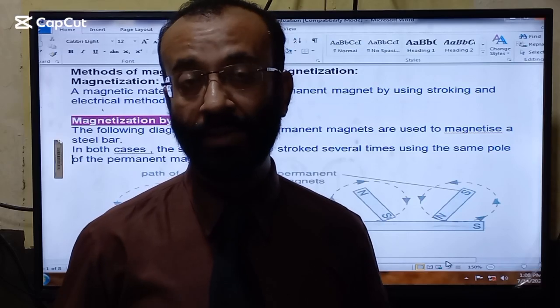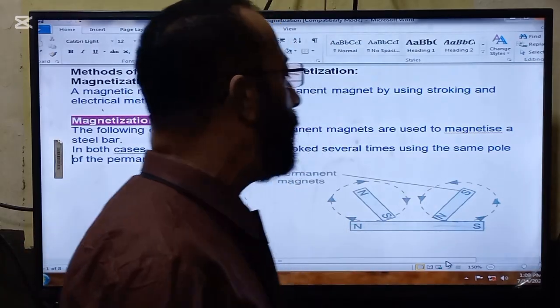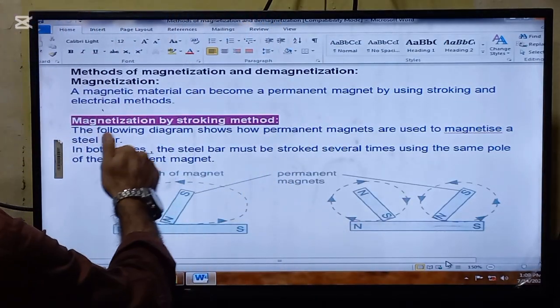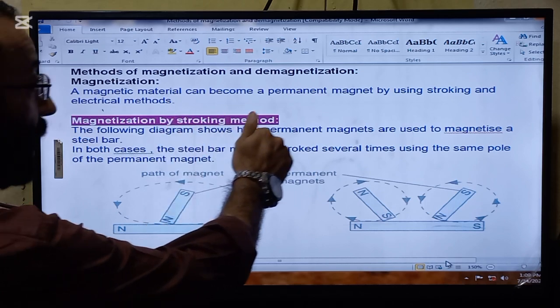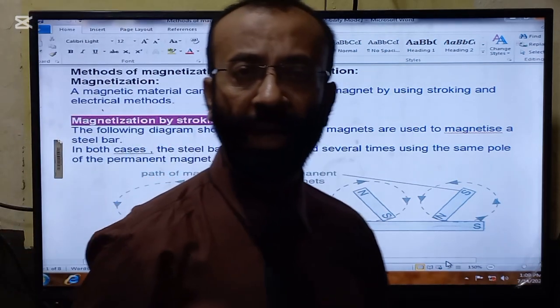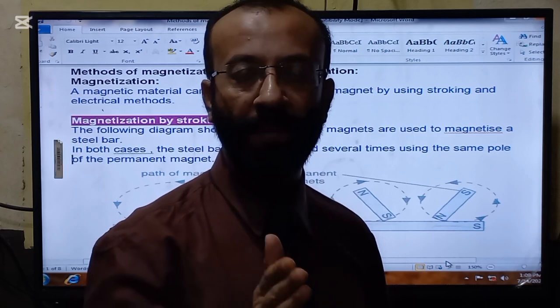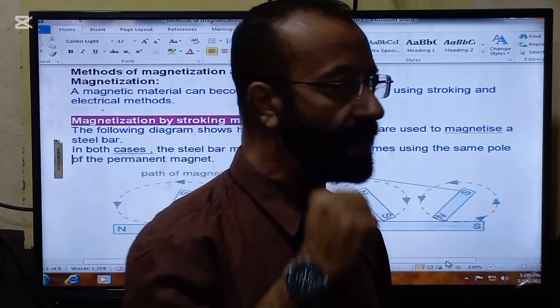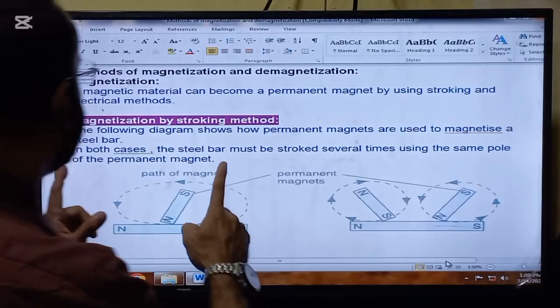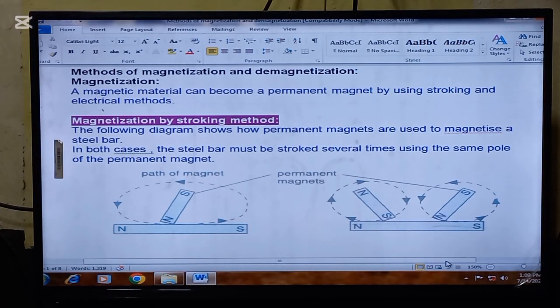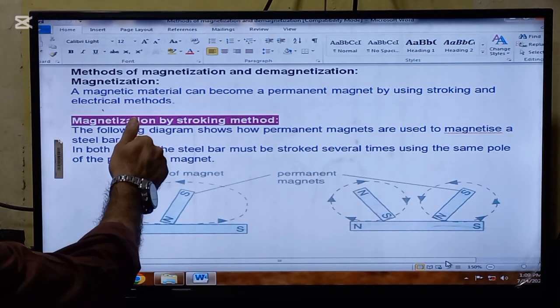Good morning, students. Today we are going to read the second lecture, that is methods of magnetization and demagnetization in the topic of laws of magnetism and magnetic properties of the matter. So concentrate yourself. We are going to start. The first thing that we are going to read is the magnetization.